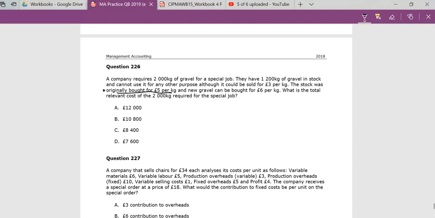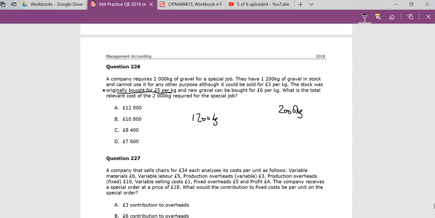Let me explain with this question. This business needs 2,000 kilograms of gravel for a special project. They currently have 1,200 kilograms of gravel in stock, and they can't use it for anything else. So you could argue, well, just give it to these guys. Then technically you would argue that you haven't paid for it, so there is no cost in terms of making this decision, because it's old. I'm talking about making decisions now, not the accounting cost. Just the cost of making that decision.